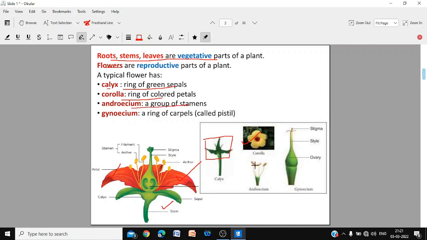Androecium, which is a group of stamens. Here you can see a group of stamens, not one stamen, many stamens. Here also stamen, stamen, stamen. So this is a group of stamens forming the androecium. A gynoecium forming what is called the pistil, formed by a ring of carpels. Here we have the pistil in the center. So calyx or green sepals, corolla or colored petals, androecium or stamens, and gynoecium or pistil.